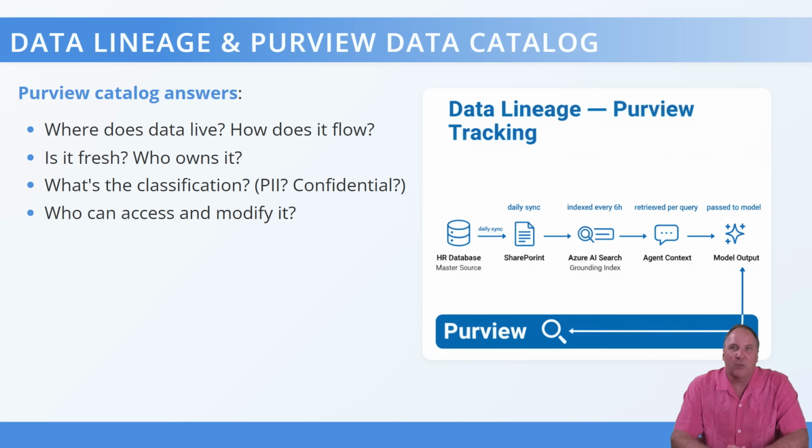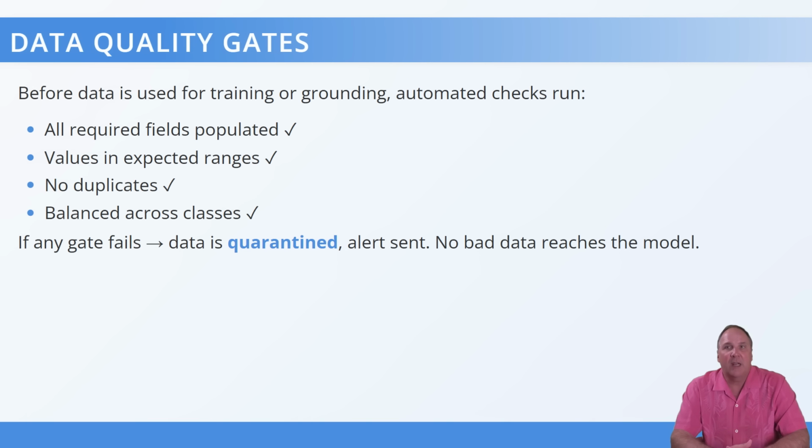If the agent gives wrong HR advice, you investigate using Purview. Is the index data stale? Did the SharePoint sync fail? Are there quality issues in the source data? The root cause might be the SharePoint sync failed yesterday, so the agent has old data. Fix the sync, refresh the index, and accuracy improves. Data quality gates add another layer of protection.